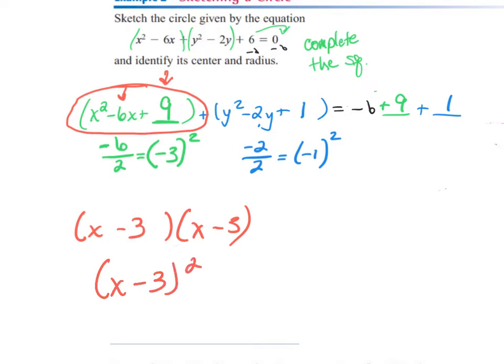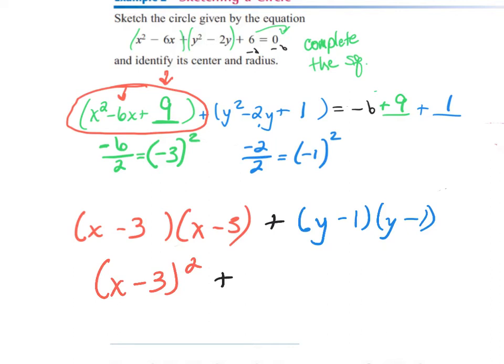Now I do the same thing with the y's. I'm going to factor the y. And I'm going to say, okay, what are the factors of 1 that multiply to give me a positive 1, but when I add them, I get a negative 2? That would be negative 1 and negative 1. Negative 1 times negative 1 is 1. Negative 1 and negative 1 is negative 2.